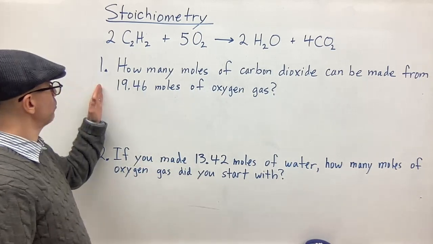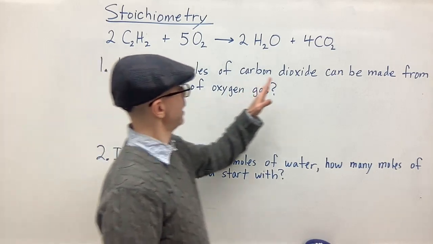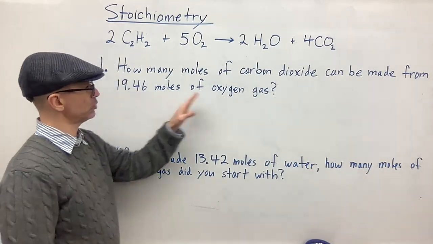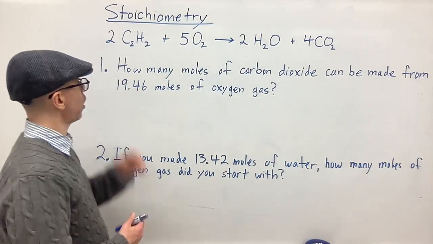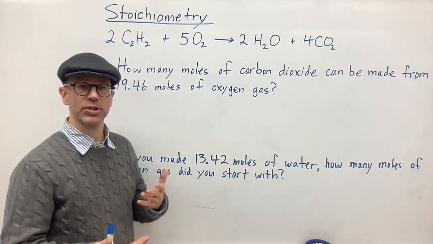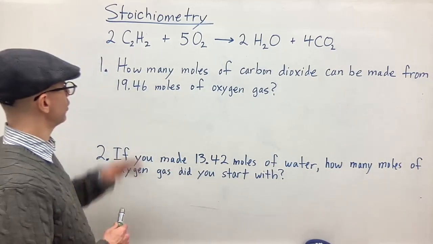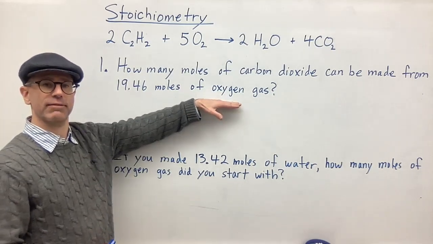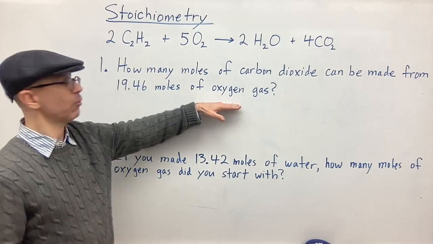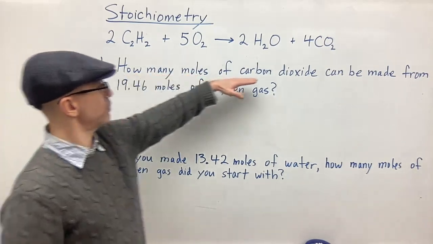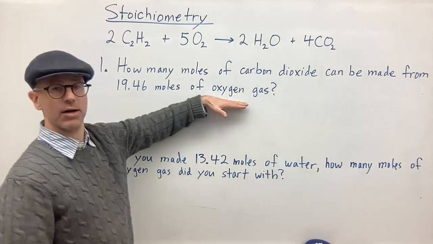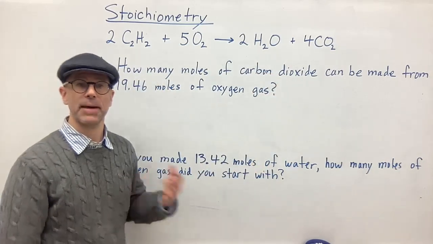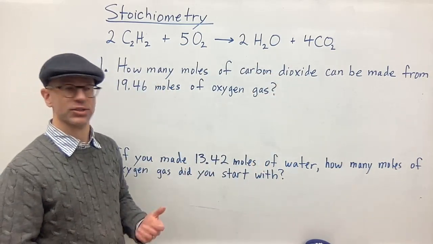So the first problem we're given is how many moles of carbon dioxide can be made from 19.46 moles of oxygen gas. And so we've got to figure out where we're starting and where we're going to go. So they're giving us 19.46 moles of oxygen gas. What do they want? We want moles of carbon dioxide. So we need to convert the amount of oxygen gas we're given to the amount of carbon dioxide that is supposedly made from this amount of oxygen gas.